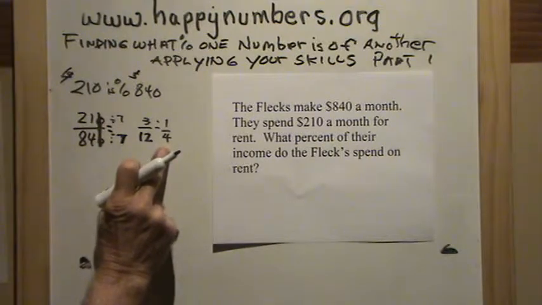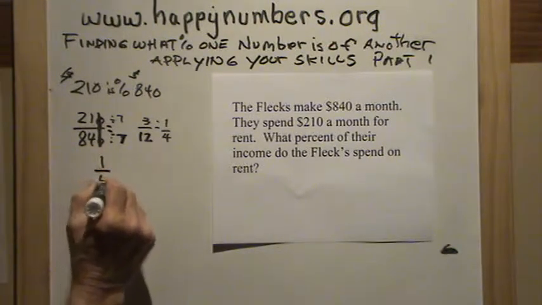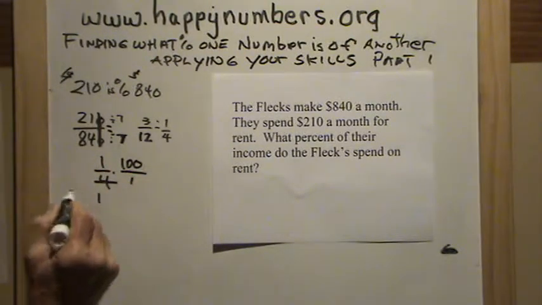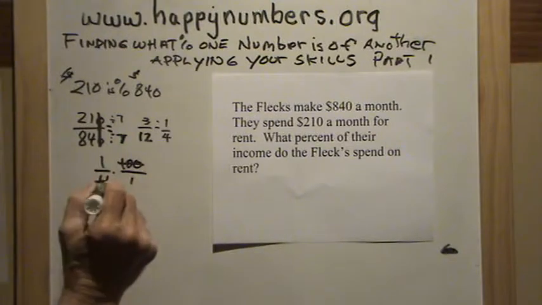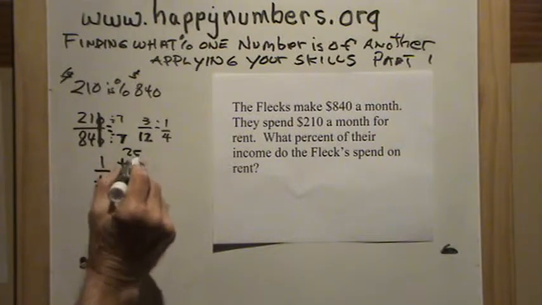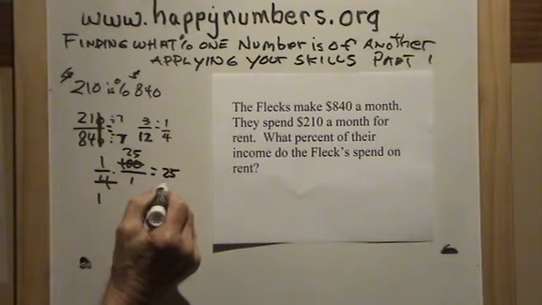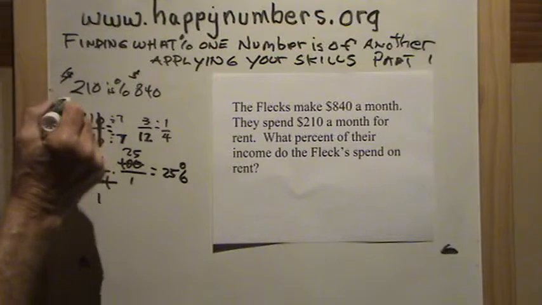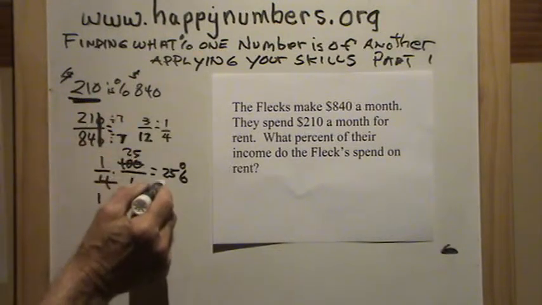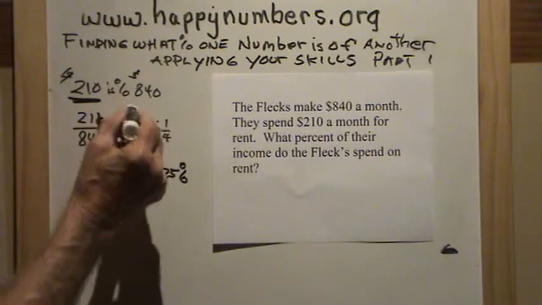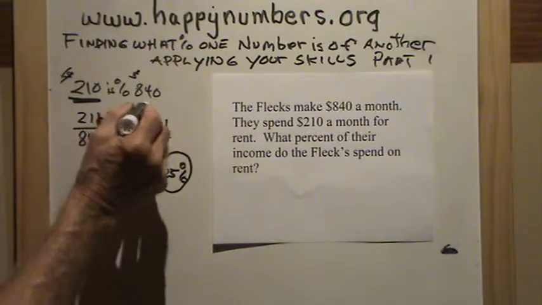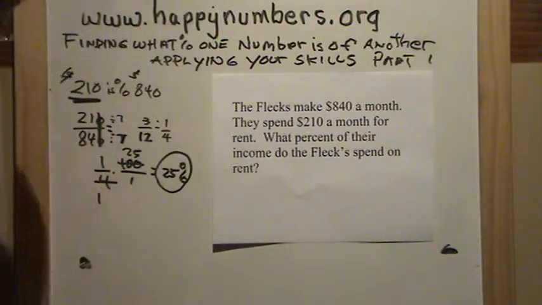Since 4 goes into 100 evenly, I'm going to use the multiply by 100 method. 4 goes into 4 1 time. 4 goes into 100 25 times. So we get 25 over 1, or 25%. So $210 is 25% of $840. Or the Flex spend 25% of their income, of their $840 on rent. Well, good. Let's put up another one here.